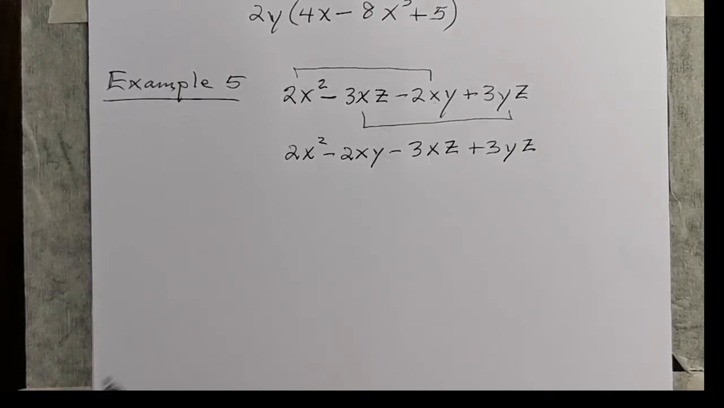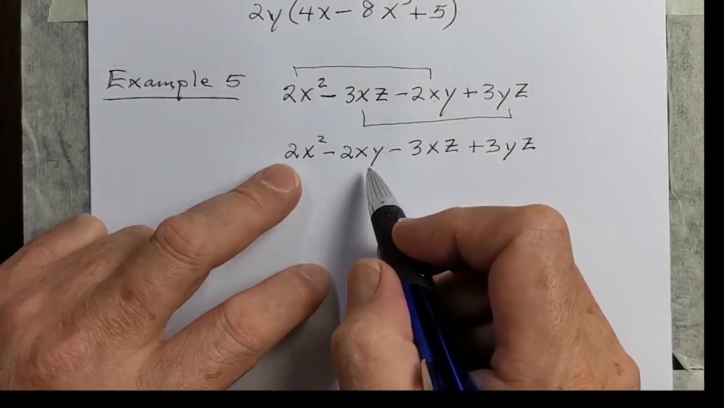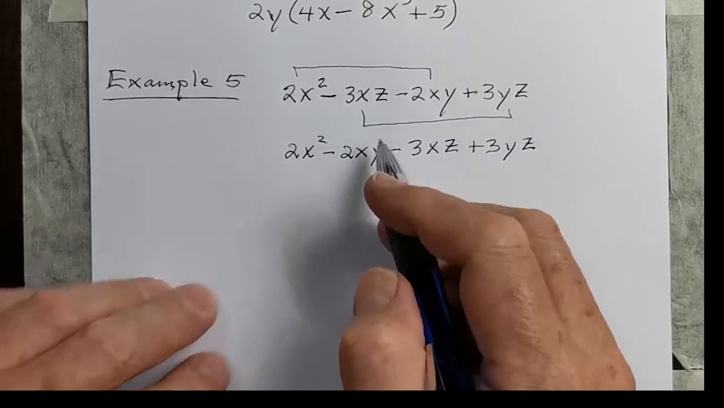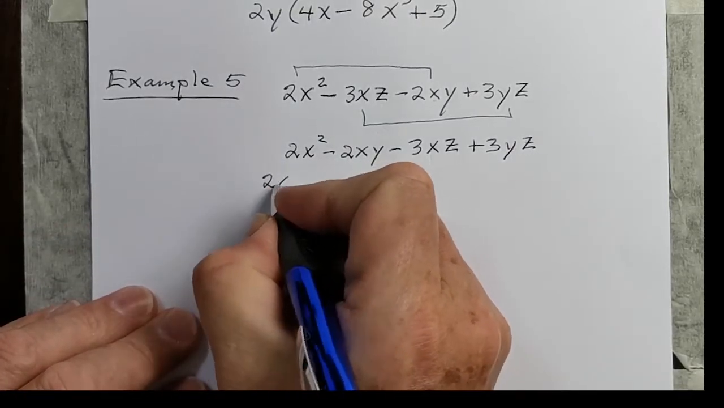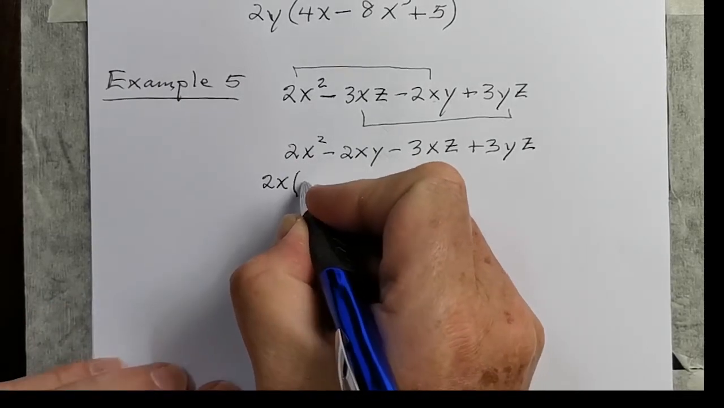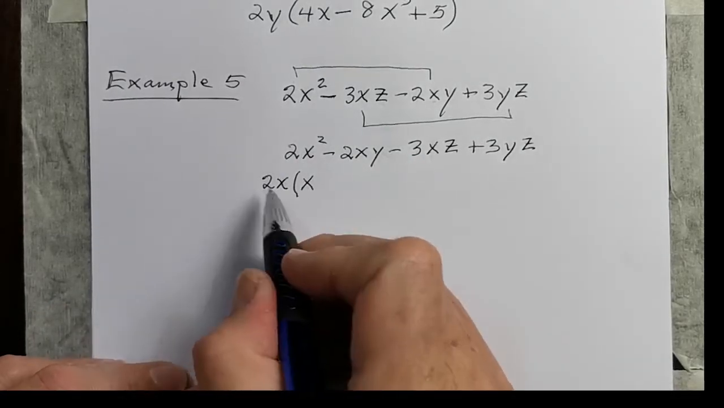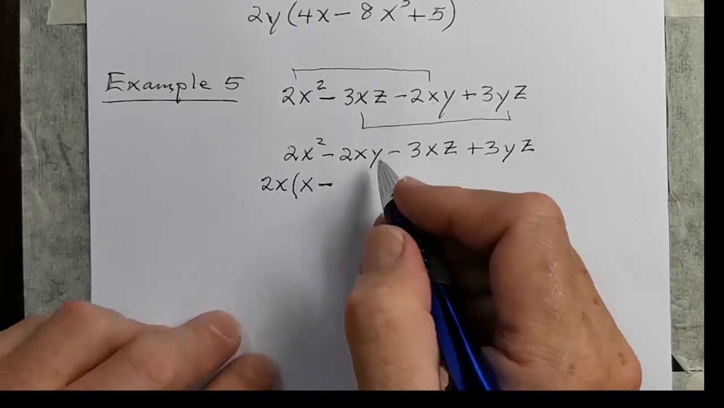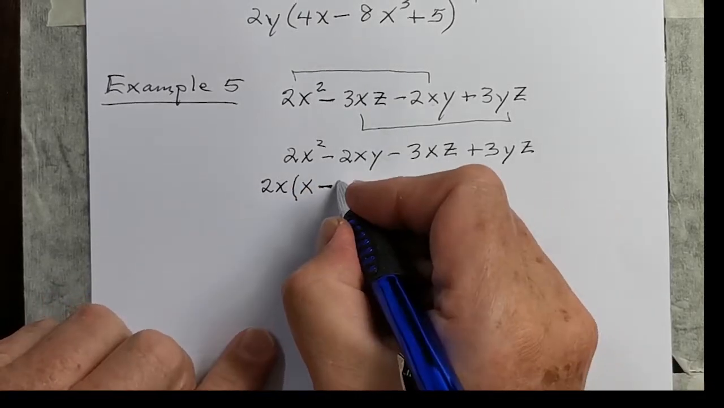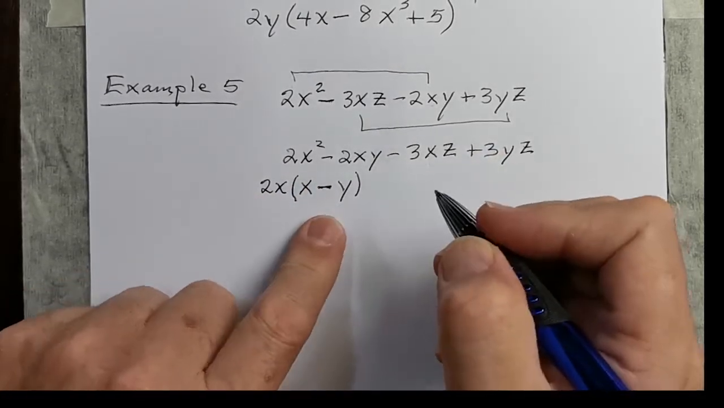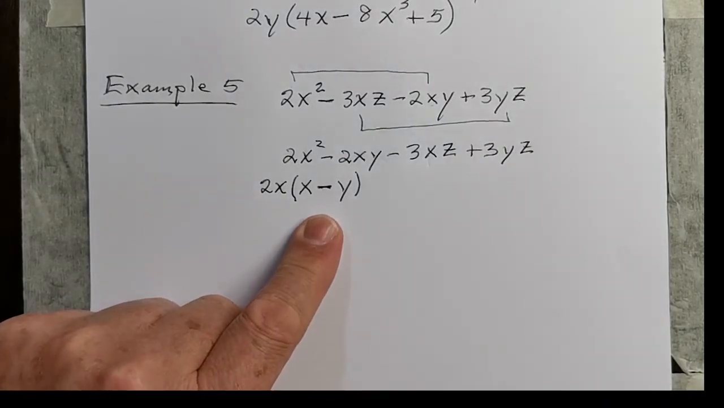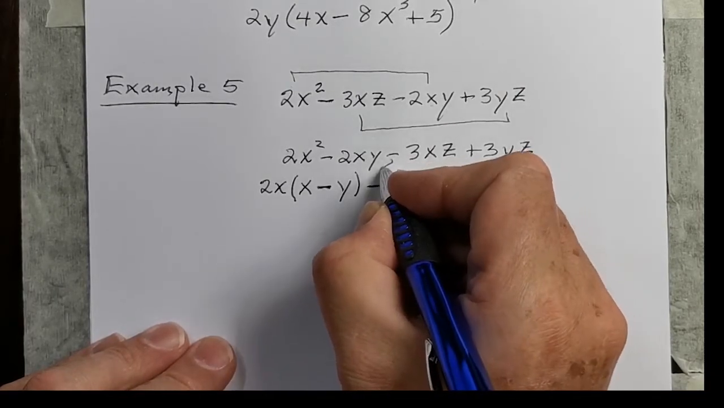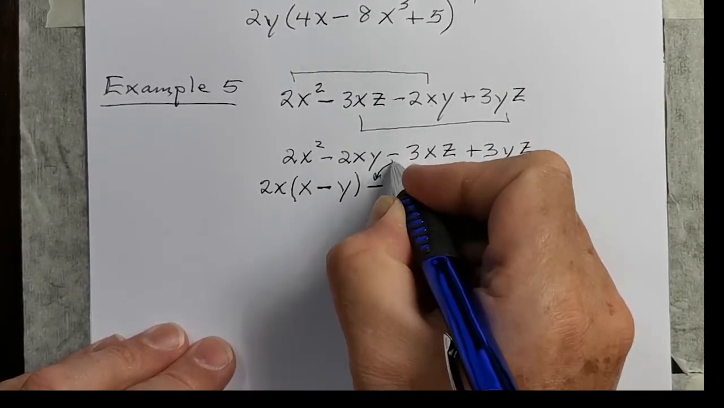Now, you look at the first two and you say, I can factor the greatest common factor out of these two, which happens to be 2x. So let's factor out a 2x. Let's say 2x times x, 2x times x is 2x squared, minus 2x times what gives 2xy? Just y. So 2x times x minus y. Okay.